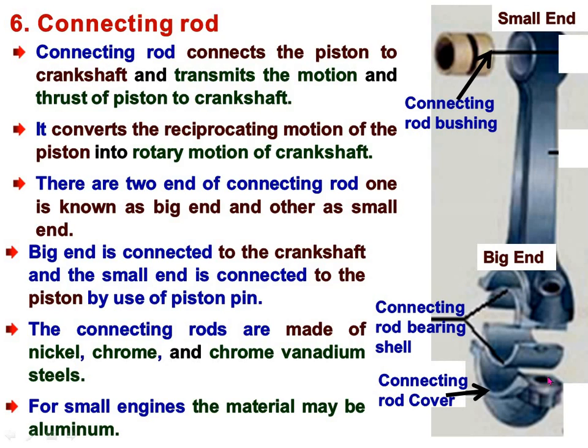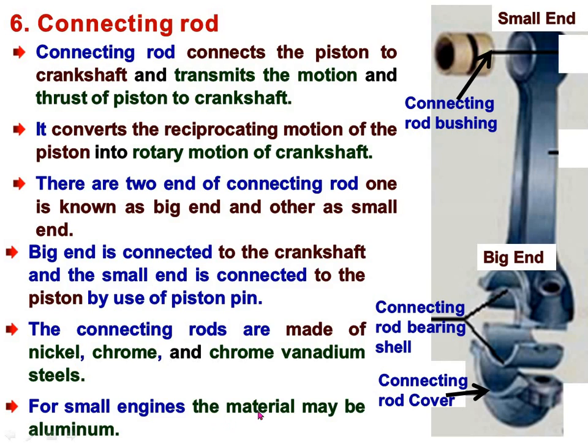This big end is connected to the crankshaft with a suitable arrangement of connecting rod bearing shell and connecting rod cover with the crankshaft bearing. The connecting rods are made of nickel, chrome, and chrome vanadium steels. Means different types of materials are used for constructing the connecting rod. It may be nickel, chrome, or chrome vanadium steel.